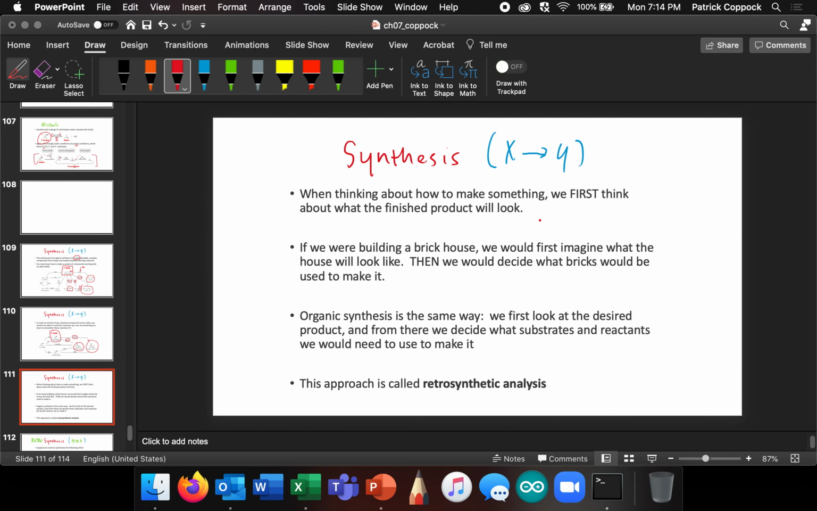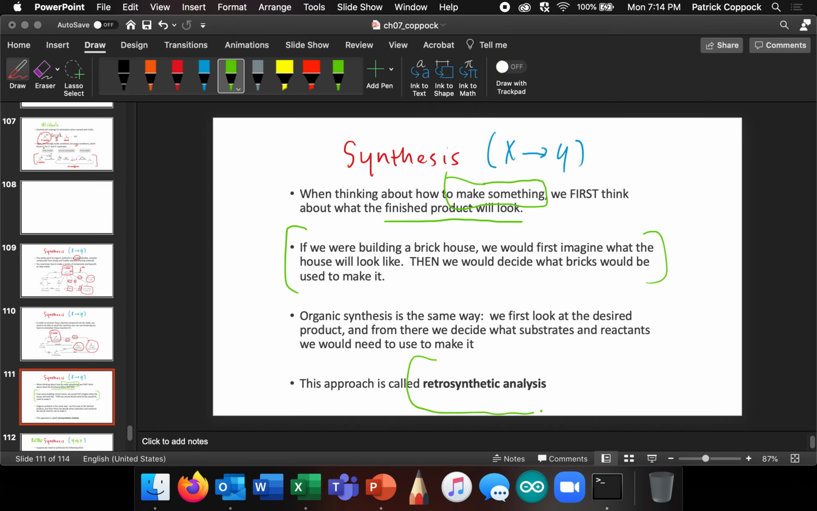So when we're thinking about how to make something, this is counterintuitive, and lots of students actually find this very uncomfortable in the beginning. When we're thinking about how to make something, first of all we think about what we want in the end. What's it going to look like? Dave Klein uses a really good analogy. If you're building a brick house, you don't just start with the bricks and say, what can I make with these bricks? You think about the house, and you decide what bricks you need to use to make it. We're going to do synthesis exactly the same way.